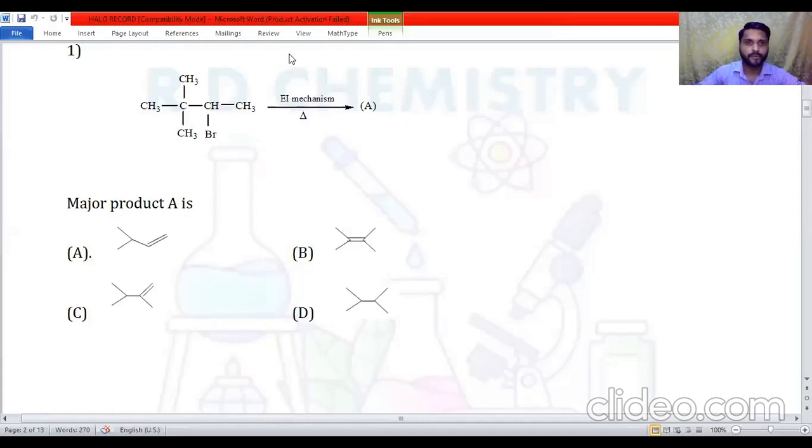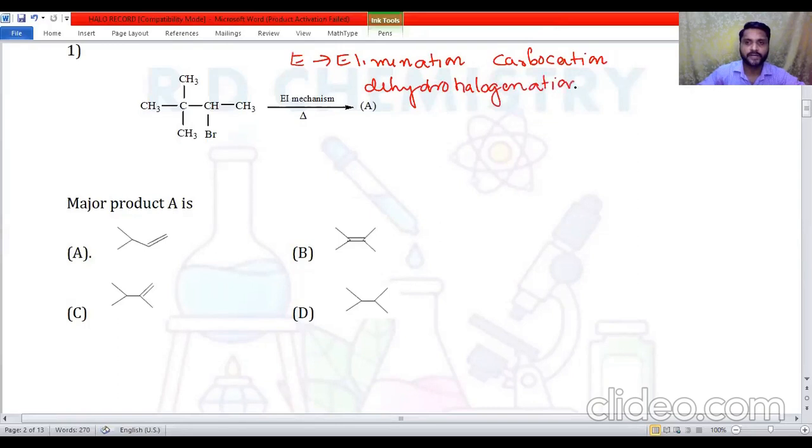What does E stand for? E stands for elimination. There are two types, E1 and E2. E1 involves carbocation mechanism, just like an SN1 mechanism. Elimination reaction is also called the dehydrohalogenation reaction. Now, what I do is I have to remove this halogen atom and form one carbocation.